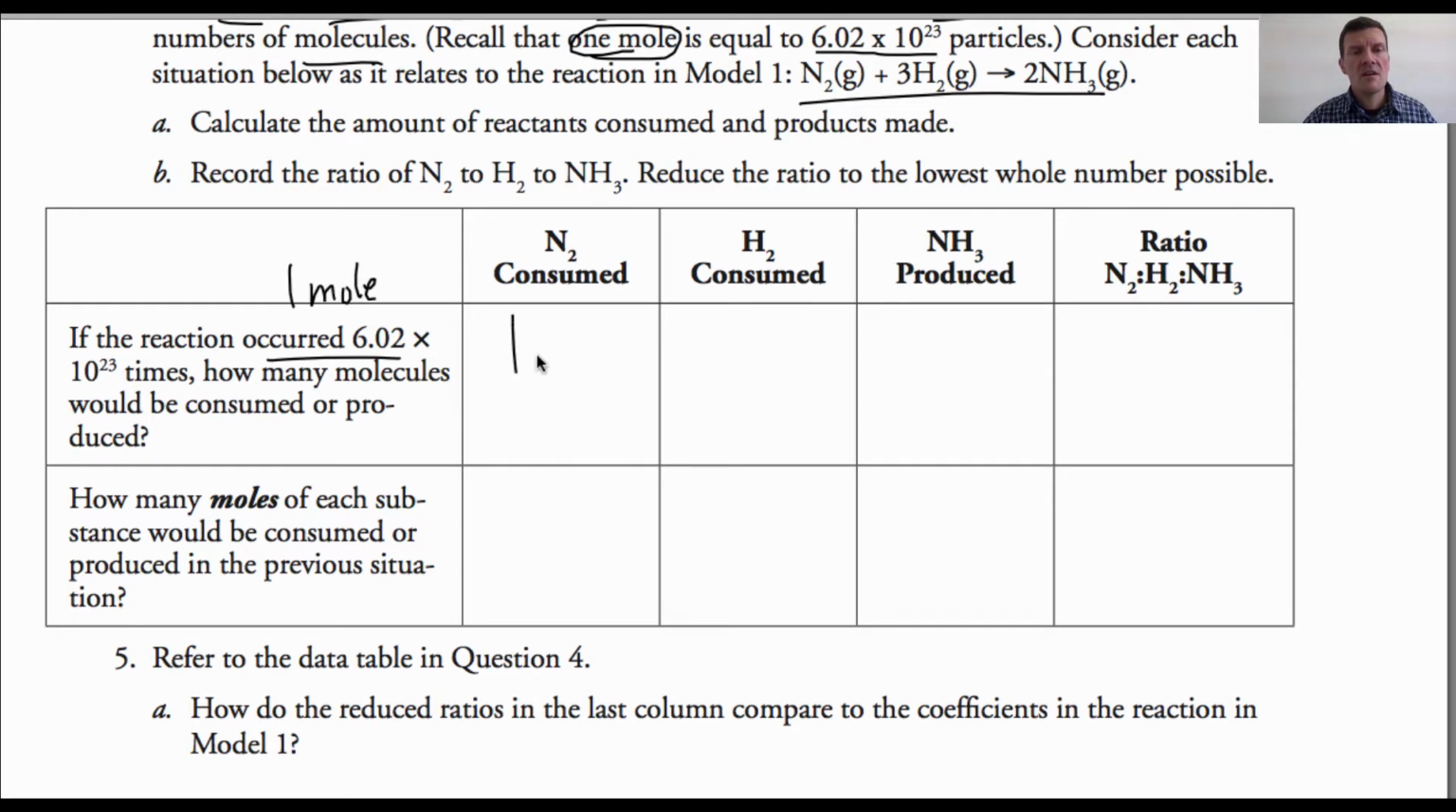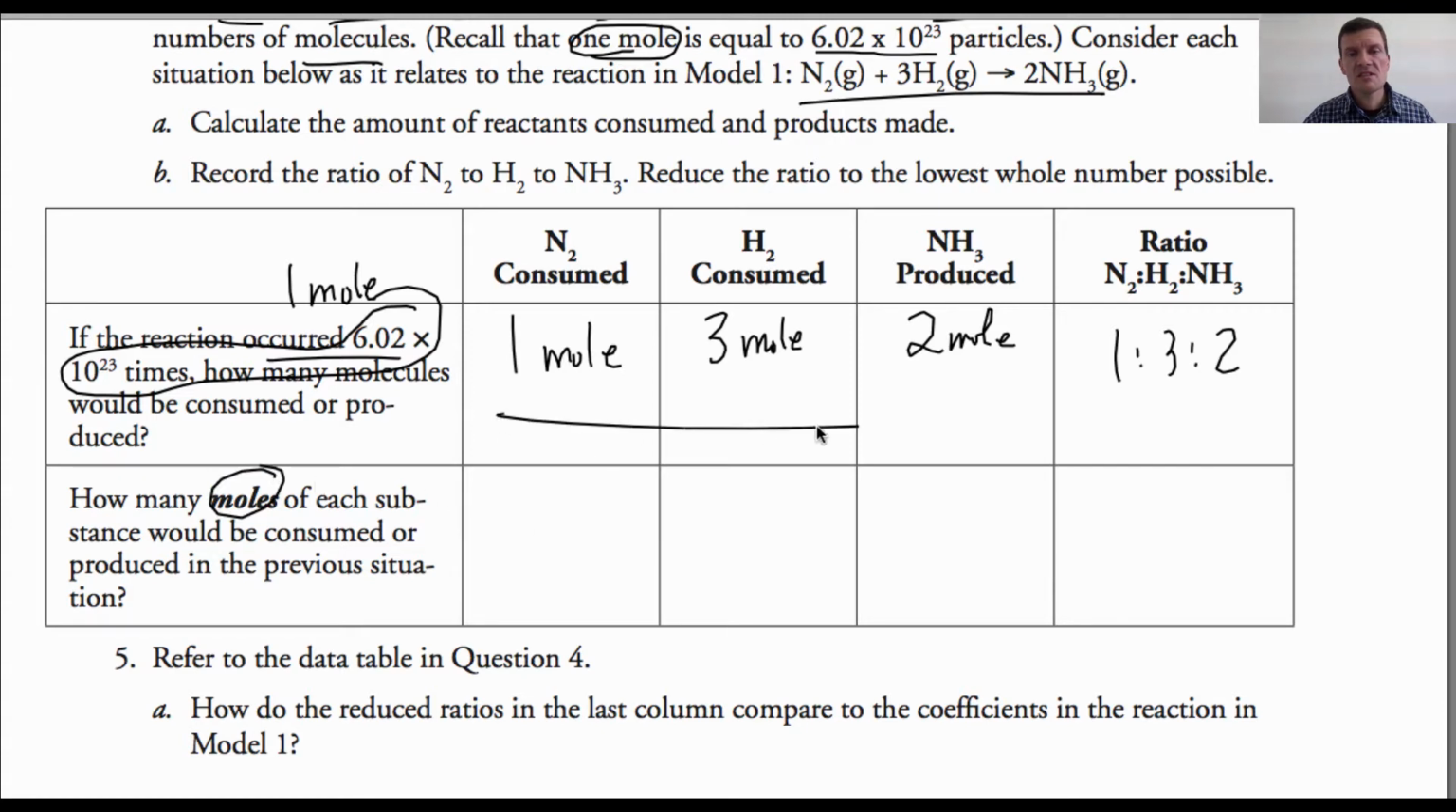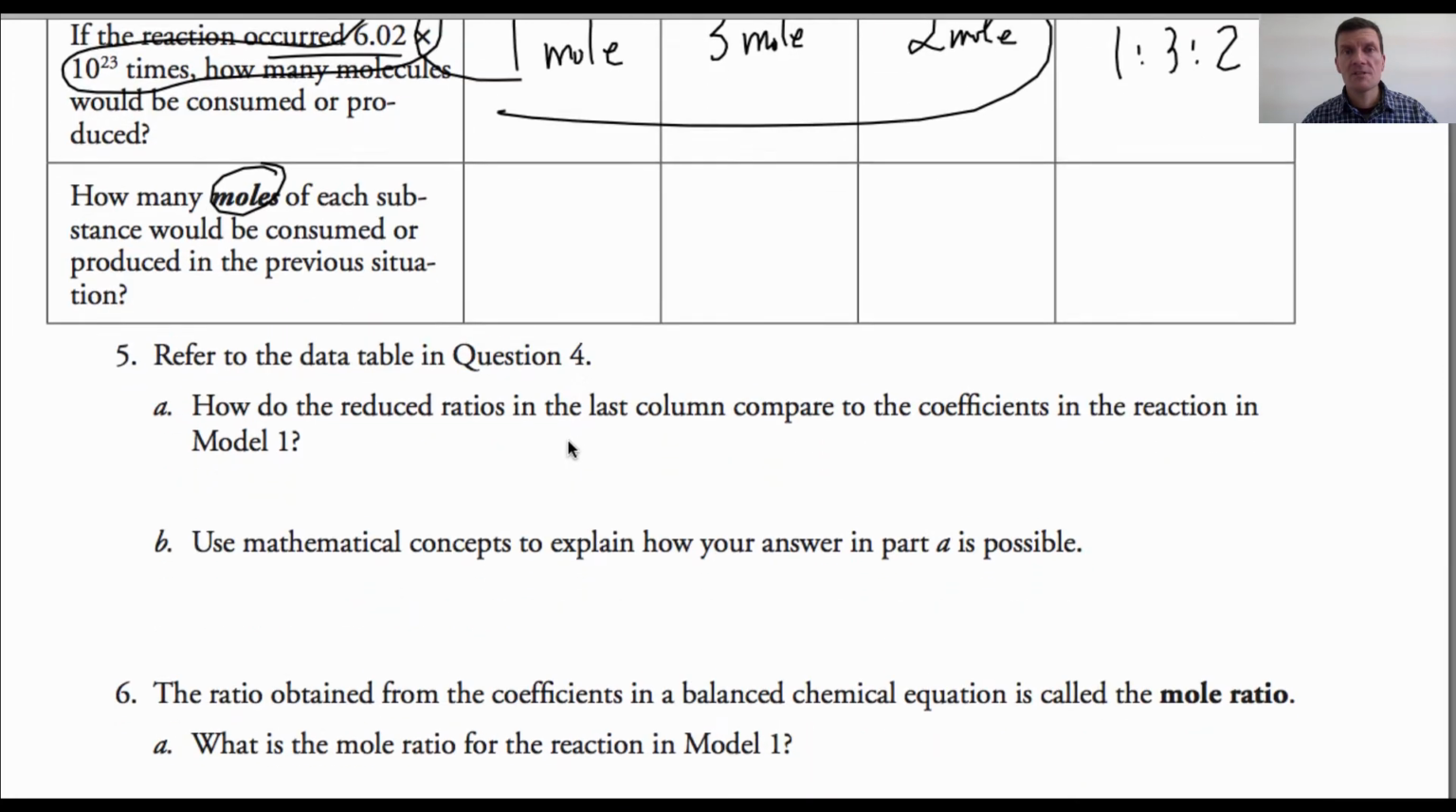then we would have 1 mole of particles here. We would have to have 3 moles of particles here. We'd have to have 2 moles here, and it's still a 1 to 3 to 2 ratio. This number right here is just a mole. How many moles? I just said it right there. I already answered that question. All right?